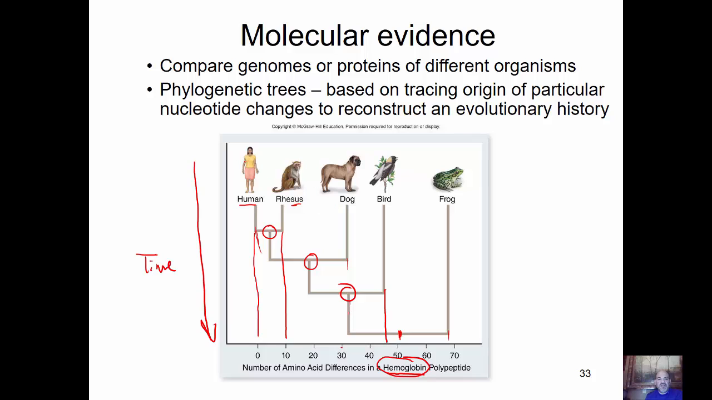Based on all of this, we can generate relationships among organisms, and we call these relationships phylogenetic trees. So this is going to be based on tracing the origin of particular nucleotide changes to reconstruct evolutionary history, and that's really what a phylogenetic tree is. It doesn't have to be with molecules of hemoglobin, but it could be just tracing back evolutionary history using all kinds of molecular evidence and anatomical evidence to put these trees together.